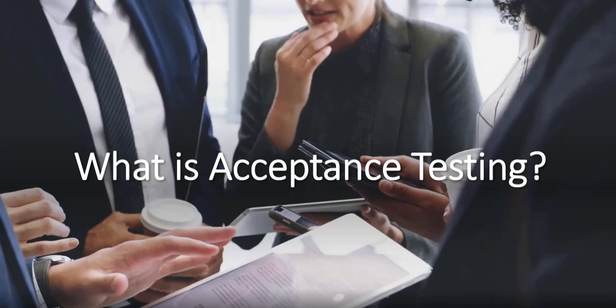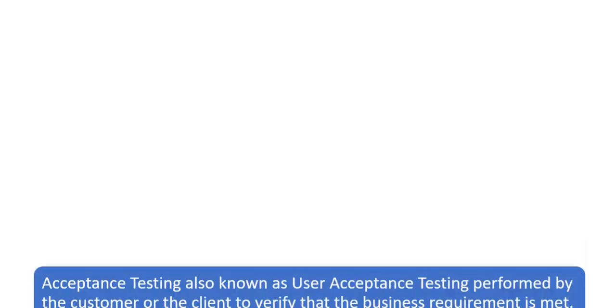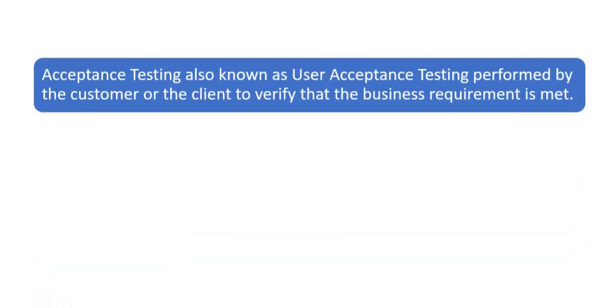As a QA, it is important for us to understand what acceptance criteria or acceptance testing is. On a daily basis, we will deal with the user story or the acceptance criteria that is described by the customer or the client. So let's begin. Acceptance testing is also known as user acceptance testing, performed by the customer or the client to verify that the business requirement is met. As I have already mentioned, on a daily basis we will deal with the acceptance criteria.